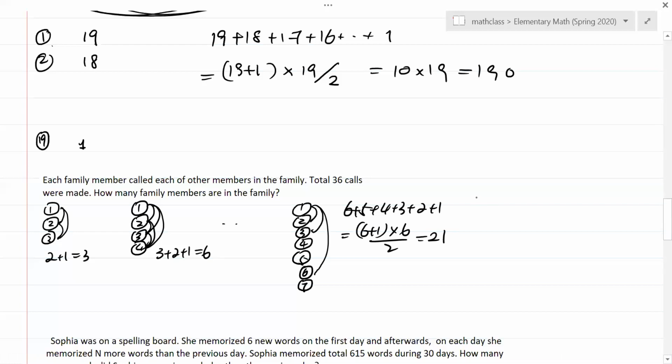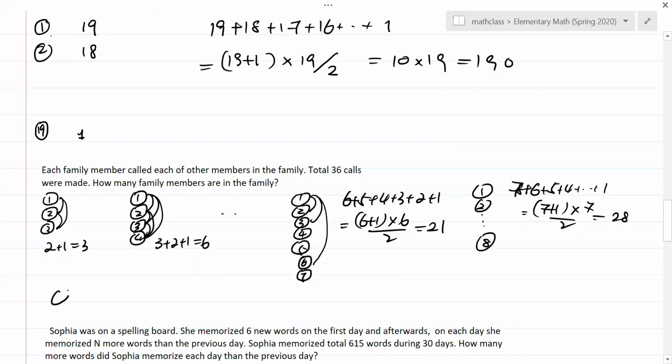Okay, so 1, 2, all the way to 8. So you will get 7 plus 6 plus 5 plus 4 all the way to 1, right? So 7 plus 1 multiplied by 7 divided by 2 is 28. I think the last one works. Okay, then you have 1, 2, 9 members.